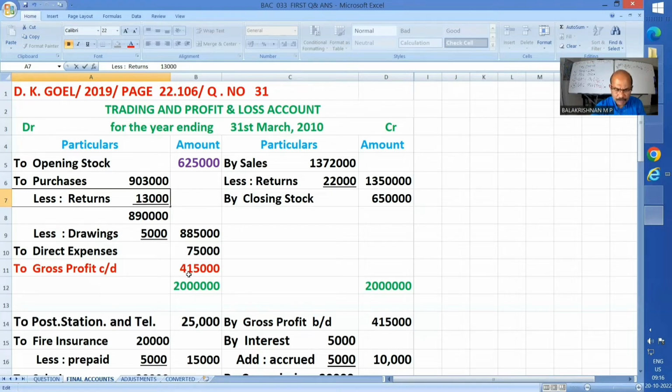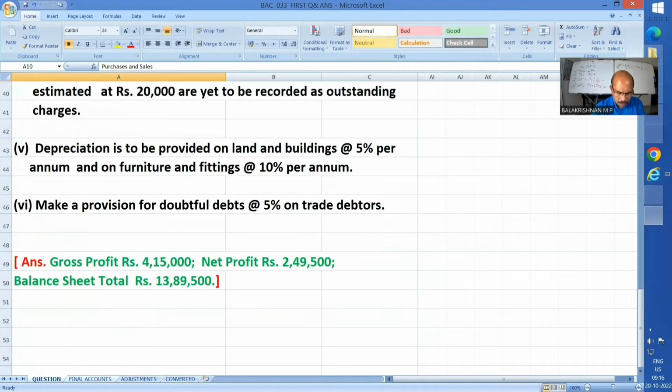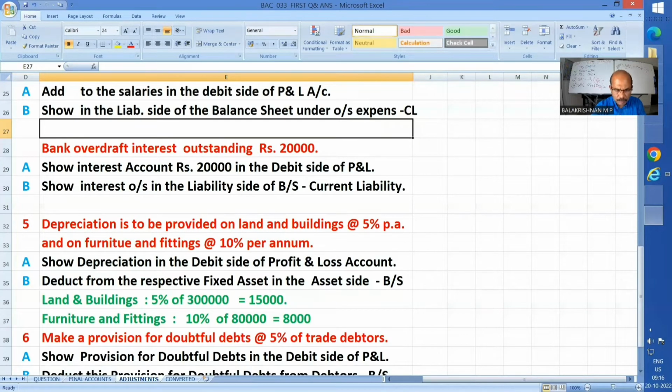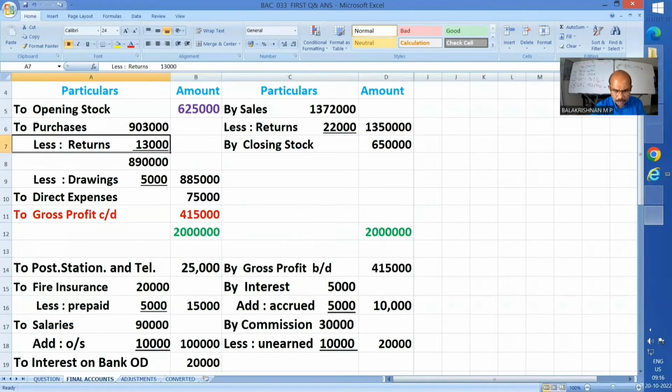You can verify all this at your end. Let me verify whether the answer is okay. Yes, 4,15,000. So that's over. I brought forward this gross profit. Interest 5,000, and there is an accrued interest of 5,000. I hope you remember it. We have already interest on investment rupees 5,000 is yet to be received. So that is what I'm showing here. So this is the full interest. Commission 30,000 less unearned commission. This to be deducted. I already explained.